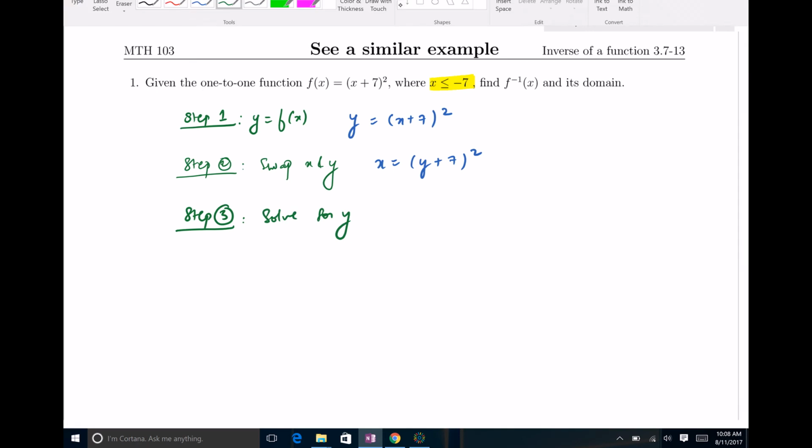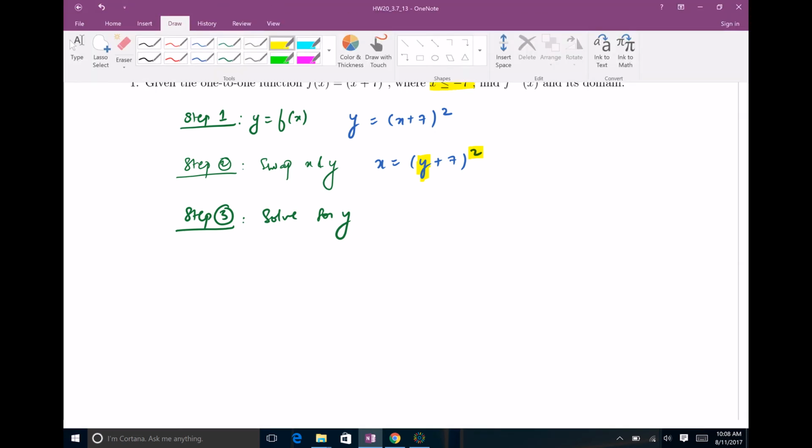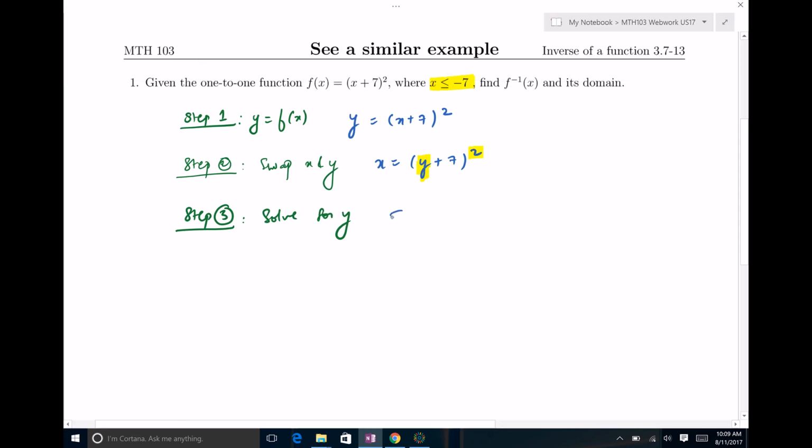Okay, now in order to do this, you'll see that the y is trapped in here. So in order to solve the equation, I need to get rid of this squared first. How do I get rid of square? By taking square root on both the sides of the equation.